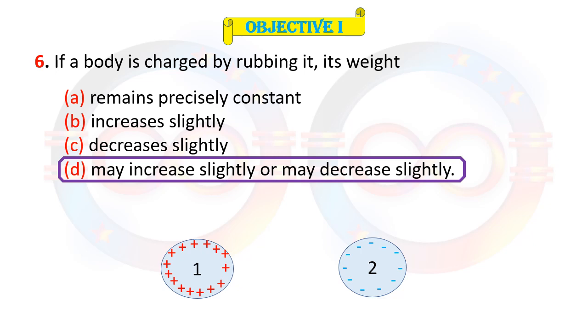Slightly, why are we taking it? Because the mass of an electron is 9.1 into 10 raised to minus 31. Look at the order of magnitude of the mass. It is minus 31 kg. Very, very small amount.